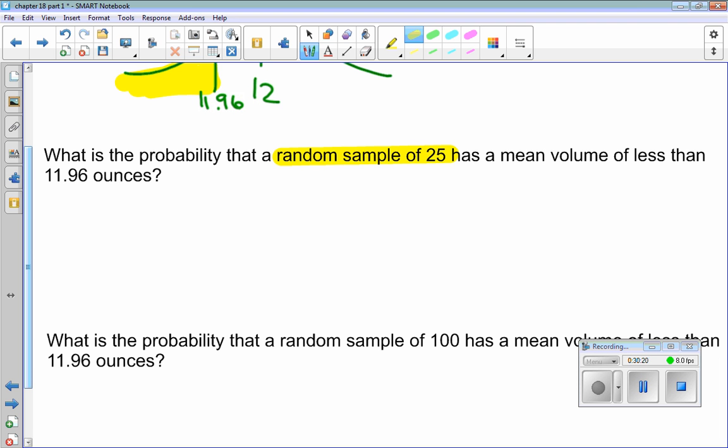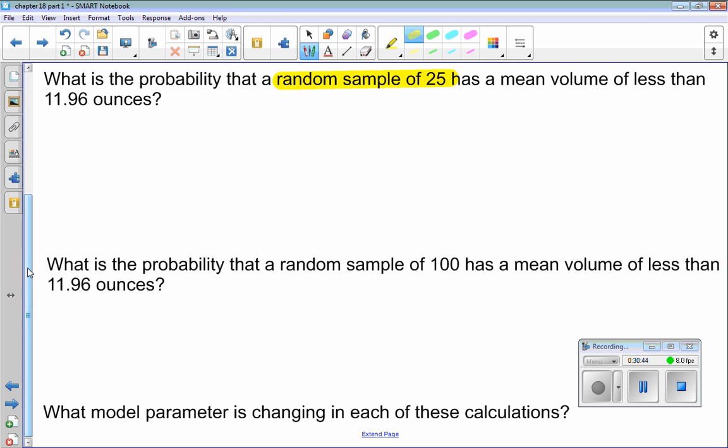What would change here? The standard deviation now changes, because originally we had how many Coke bottles? 16. Now we have 25. Is our standard deviation going to get larger or smaller? Smaller, because it's got a bigger sample size, so you're dividing by a bigger number. It's going to get smaller, which is a good thing. And then what happens here? It's even smaller. What's changing is just the standard deviation in each of those cases.